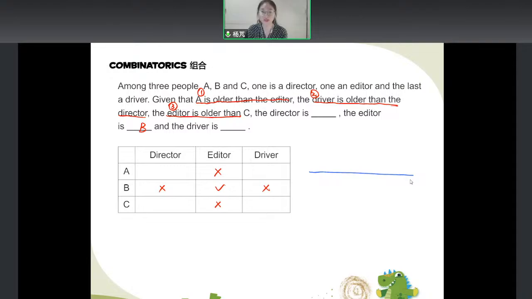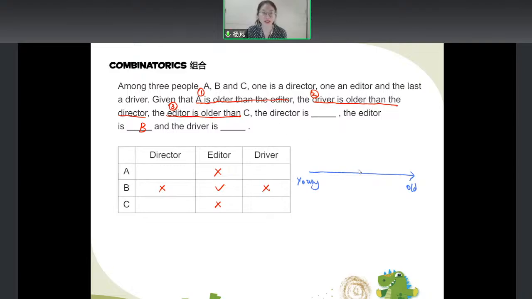And let's draw a magic arrow to help us. So on the right, we show someone older, and on the left, someone younger. Young, old. Why can I not write? Old, yeah. Cool. Then let's see. A is older than editor.